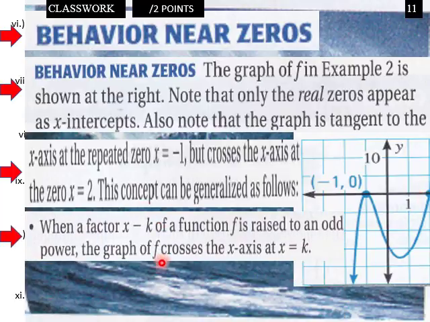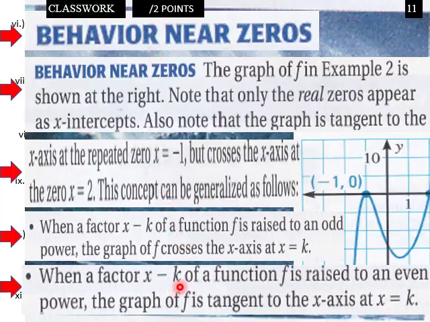This concept can be generalized: when a factor x minus k of a function f is raised to an odd power, the graph of f crosses the x-axis at x equals k. That's another kind of sub-rule of the zero theorem. When a factor x minus k of a function f is raised to an even power, the graph of f is tangent to the x-axis at x equals k. So an even power and an odd power, these are the different characteristics of the graph.